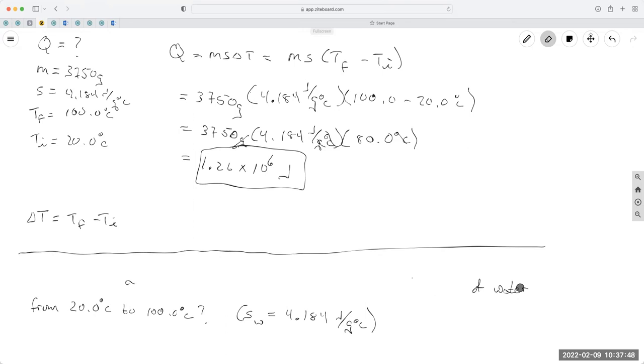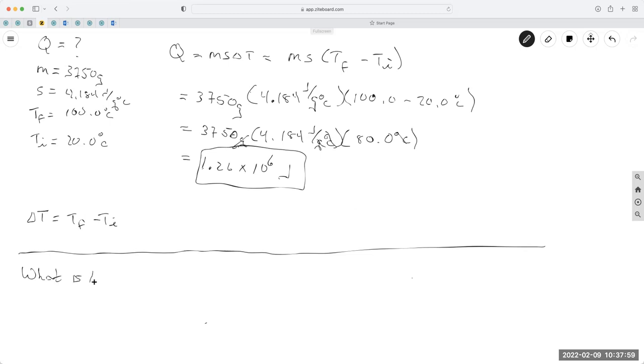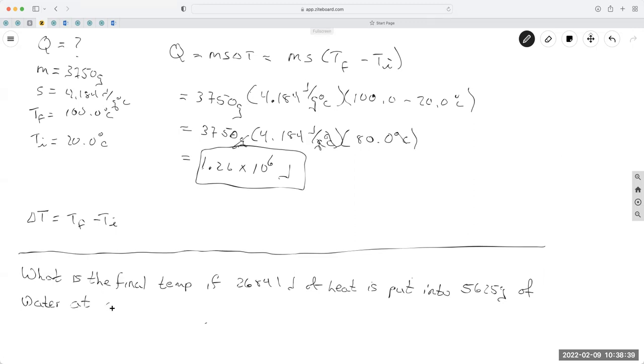This is weird that I'm writing the question down here and doing it on the top. I hope I have enough time to do the last one. Let me try. All right. What is the final? Do we use water? Let's say 26,841 joules of heat is put into, let's make it 5625 grams of water at, let's make it start at 5 degrees C.